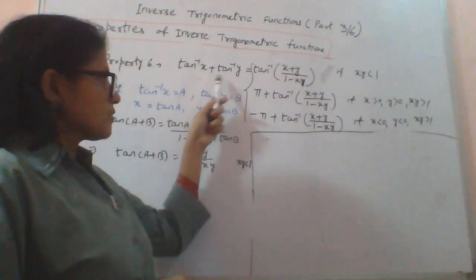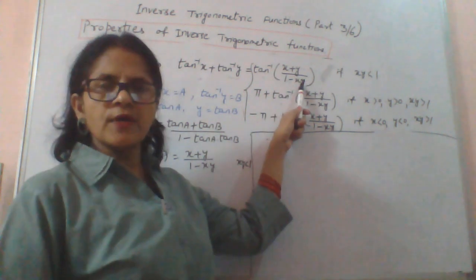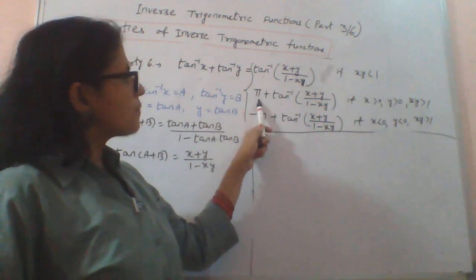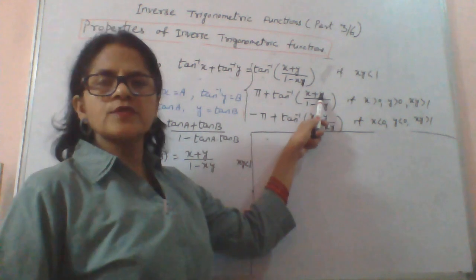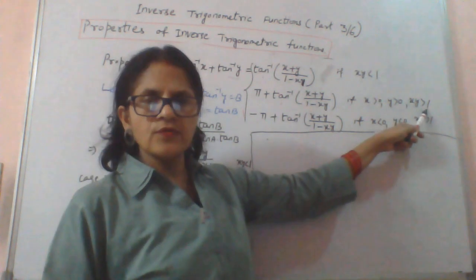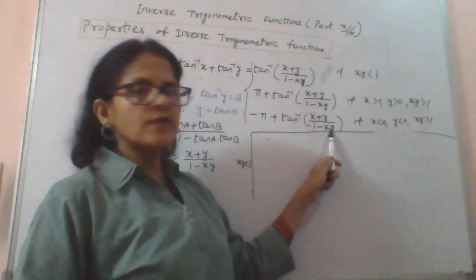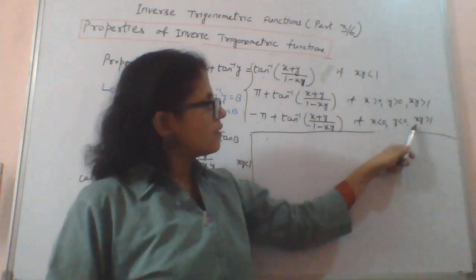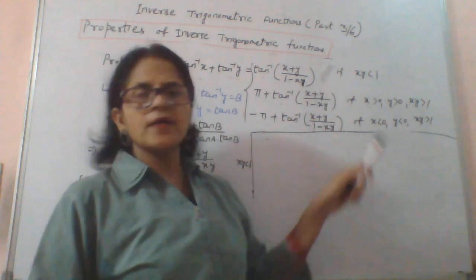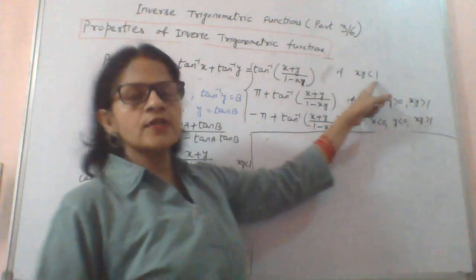tan inverse x plus tan inverse y equals tan inverse (x plus y by 1 minus xy) if xy is less than 1. And it is pi plus tan inverse (x plus y by 1 minus xy) if x and y are both positive and xy is greater than 1, and minus pi plus tan inverse (x plus y by 1 minus xy) if x and y are both negative and xy is greater than 1. So maybe I can take 2 parts for you, and the third part you can try. To start with the first part, we have the condition xy less than 1.